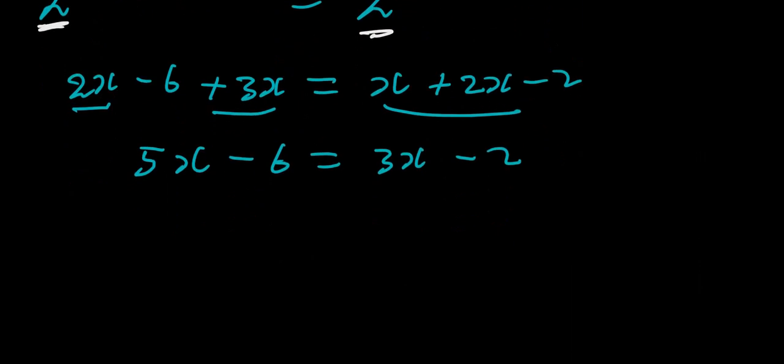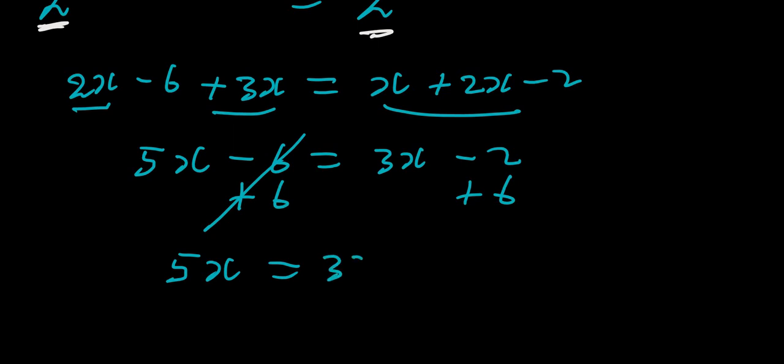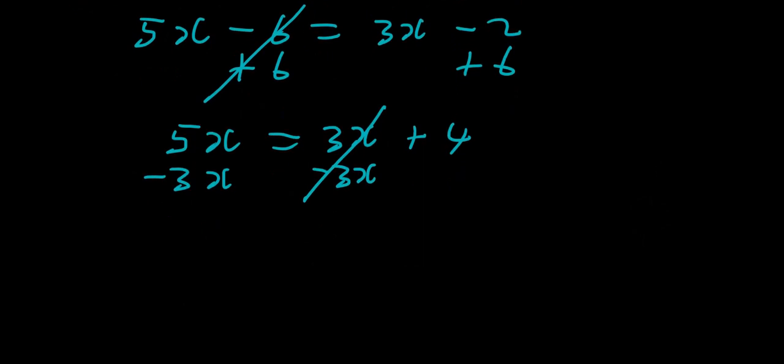So at this point we can add 6 to both sides. -6 plus 6 cancels out, and on the left side we have just 5x, and this will be equal to 3x. -2 plus 6 is going to give us plus 4. So we can now subtract 3x from both sides. 3x minus 3x will cancel out, and 5x minus 3x is going to give us 2x equal to 4.